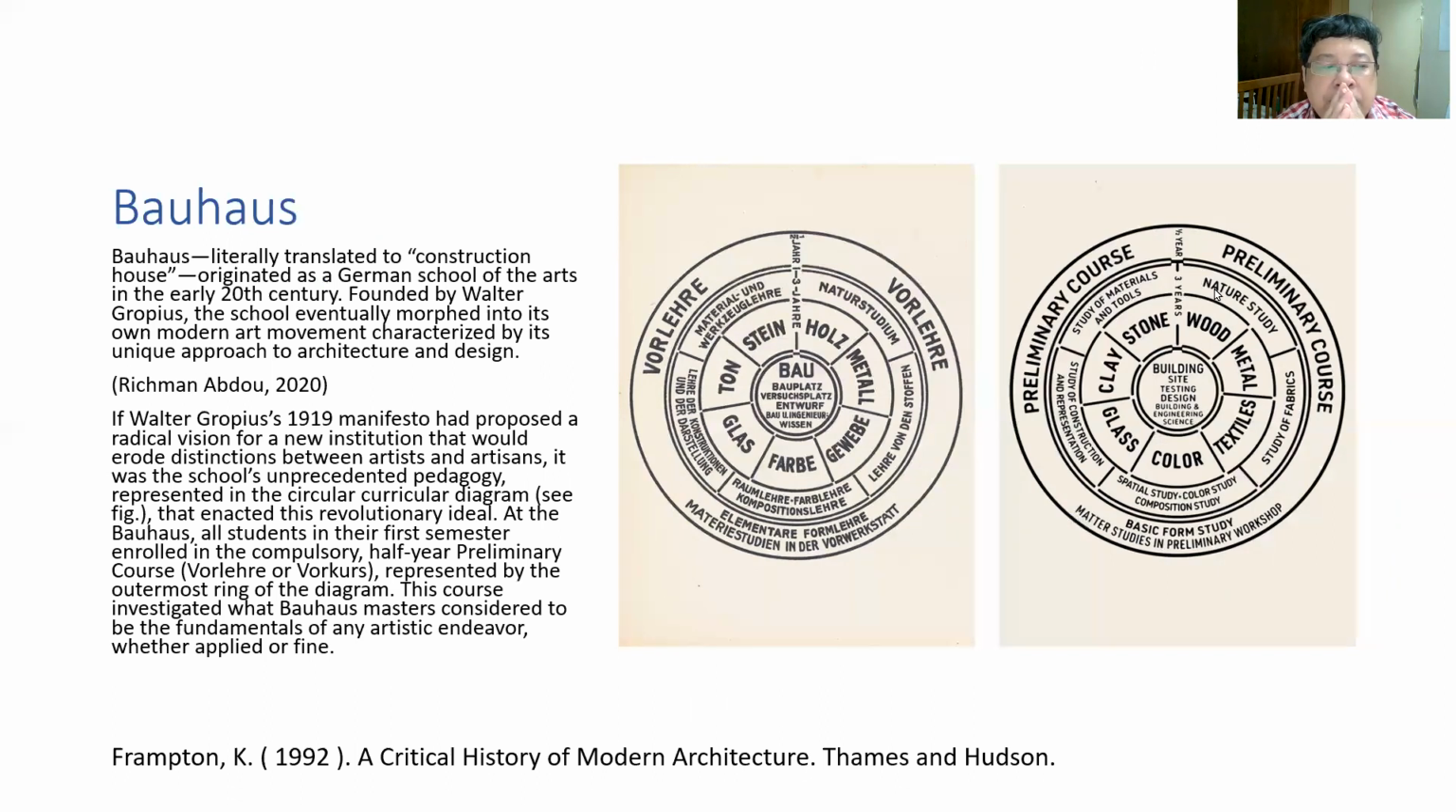And at that time, in 1919, Walter Gropius proposed a radical vision for a new institution that would erode distinctions between artists and artisans. And this is unprecedented, something new. Before, it was more of the classical tradition based on the Beaux-Arts when you are an architect, but this is something totally new.